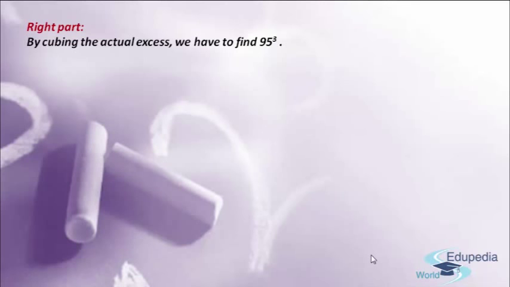After completing the process of the middle part and moving to the process of the right part, the first and last step is to cube the actual excess we have got. Here the actual excess is 95, and by cubing 95 we get the required right part. But to cube the number 95 is a bit difficult for us. Why? Because it is a 2-digit number. So to overcome this difficulty, I am going to use Edupedia Sutra.